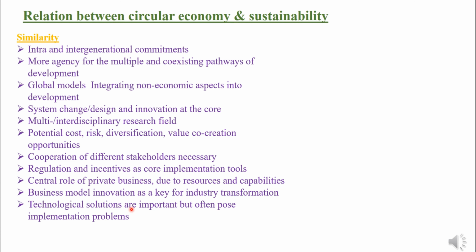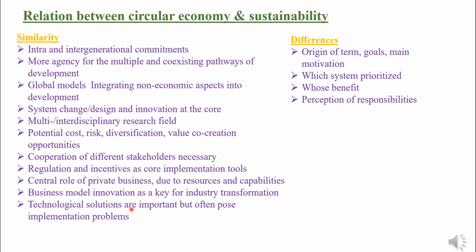Now, what are the differences? The origin of terms, goals, and main motivation are different for both. Circular economy started in the 1970s, and sustainability did not start in the 1970s. Which system is prioritized in circular economy? The system prioritized is actually finance, economy, money, the rotation of money, while in sustainability the system prioritized is the environment, the resources, the raw materials.